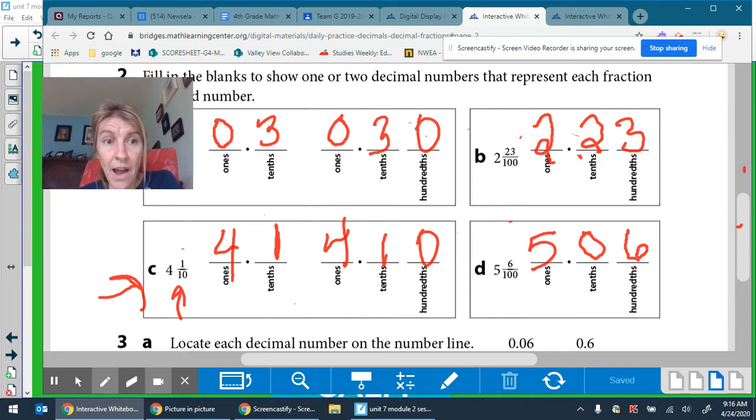5.06, and you'd read it 5 and 6 hundredths. If you wrote the 6 in the tenths, that would mean you had 60 hundredths. So don't make that mistake. The answer to D is 5.06 or 5 and 6 hundredths.